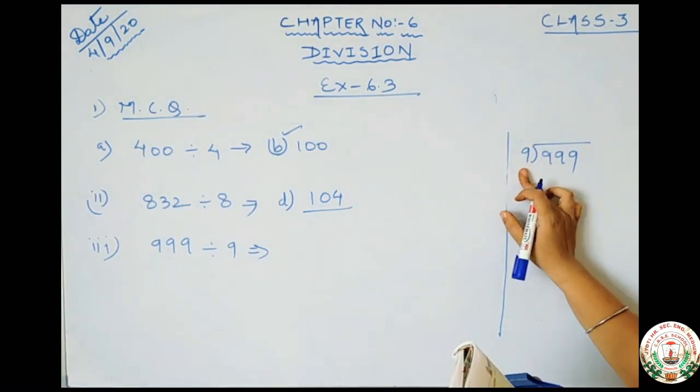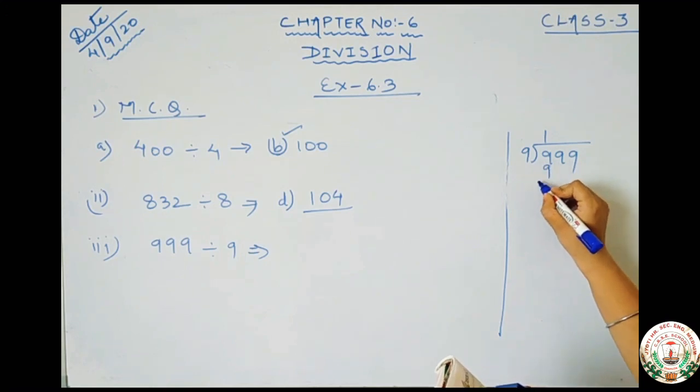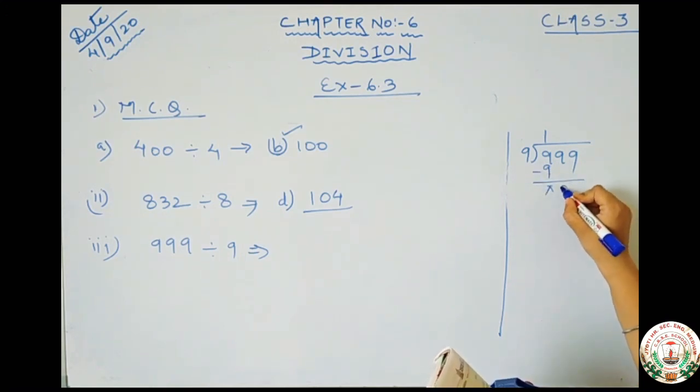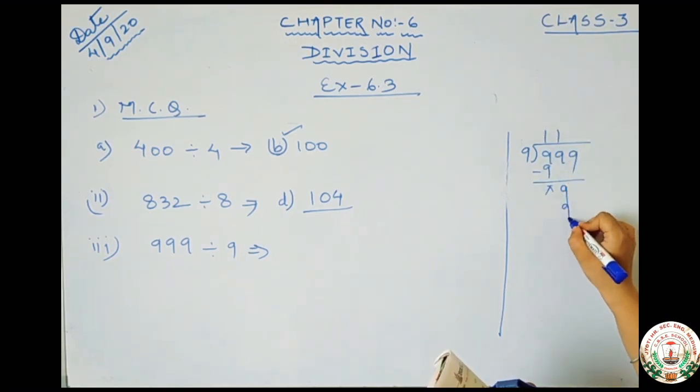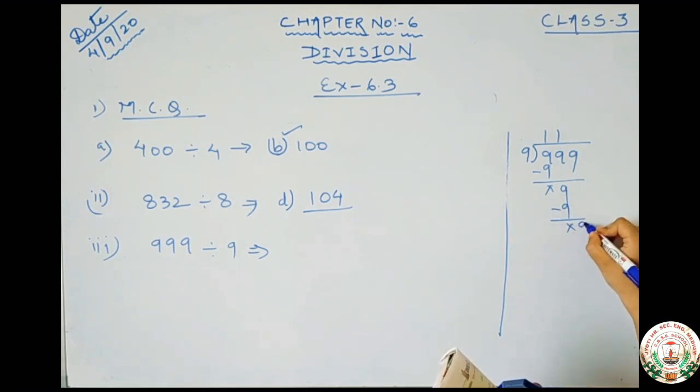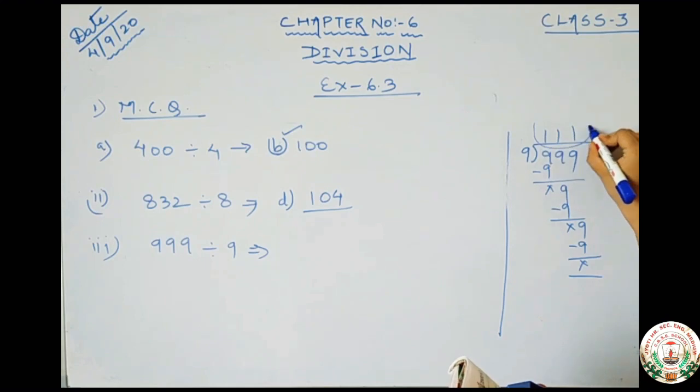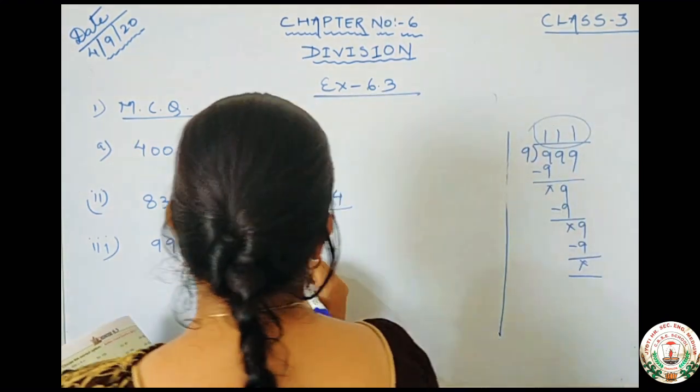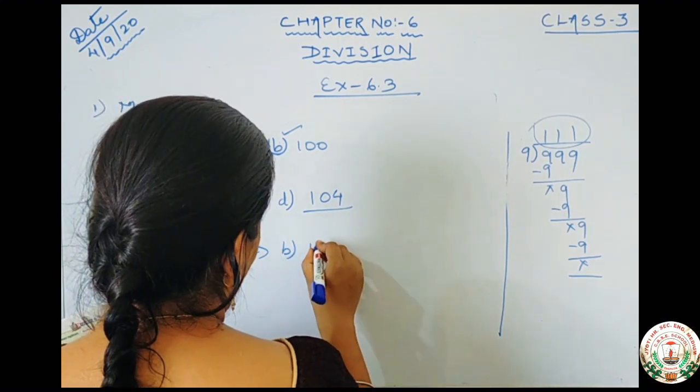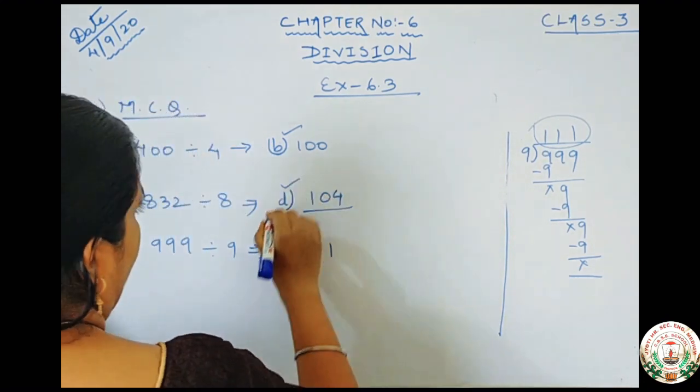999 divided by 9. 9 ones are 9, minus 0. Second also 9. 9 ones are 9, minus it 0. 9. 9 ones are 9. Okay, so what is the answer? Answer is 111. So it is given in option number B, 111. So you will take that option.